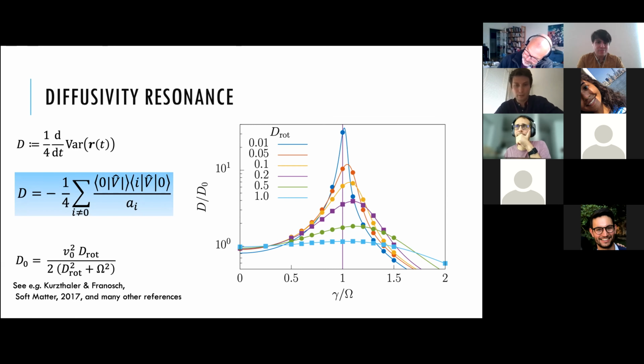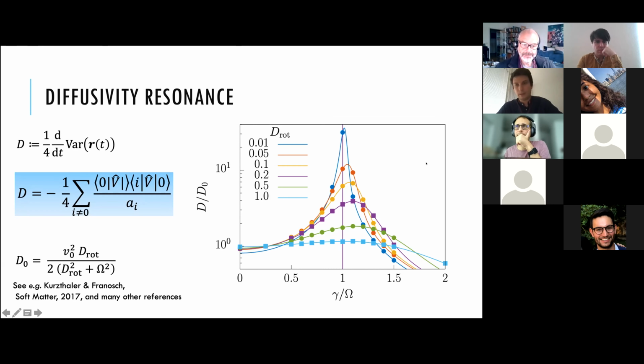And we see that when the gamma to omega ratio approaches 1, the relative diffusivity, relative to the diffusivity without gamma, peaks, and we see this huge amplification of diffusivity, exactly in the pattern one would expect in a resonance phenomenon. For high rotational diffusion values, we see flattened curves, and for low rotational diffusion, we see curves that peak in this way. So we see that when the external driving and internal driving coincide, we get a huge amplification of diffusivity that we could even call resonance.